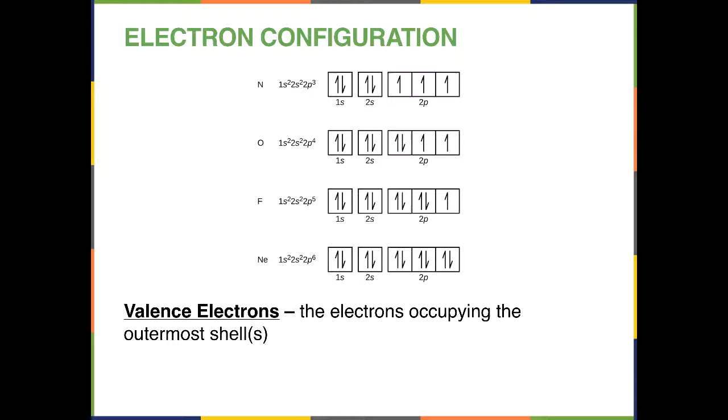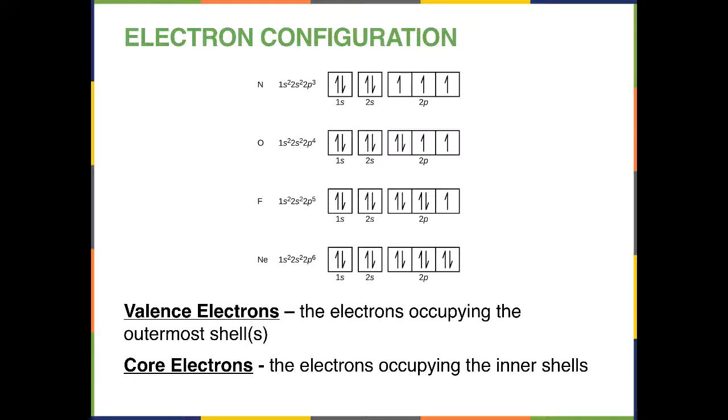The outermost electrons in any particular electron configuration are called the valence electrons. These valence electrons are going to become very important because they are responsible for the interactions of atoms with other atoms and the bonding that subsequently occurs.